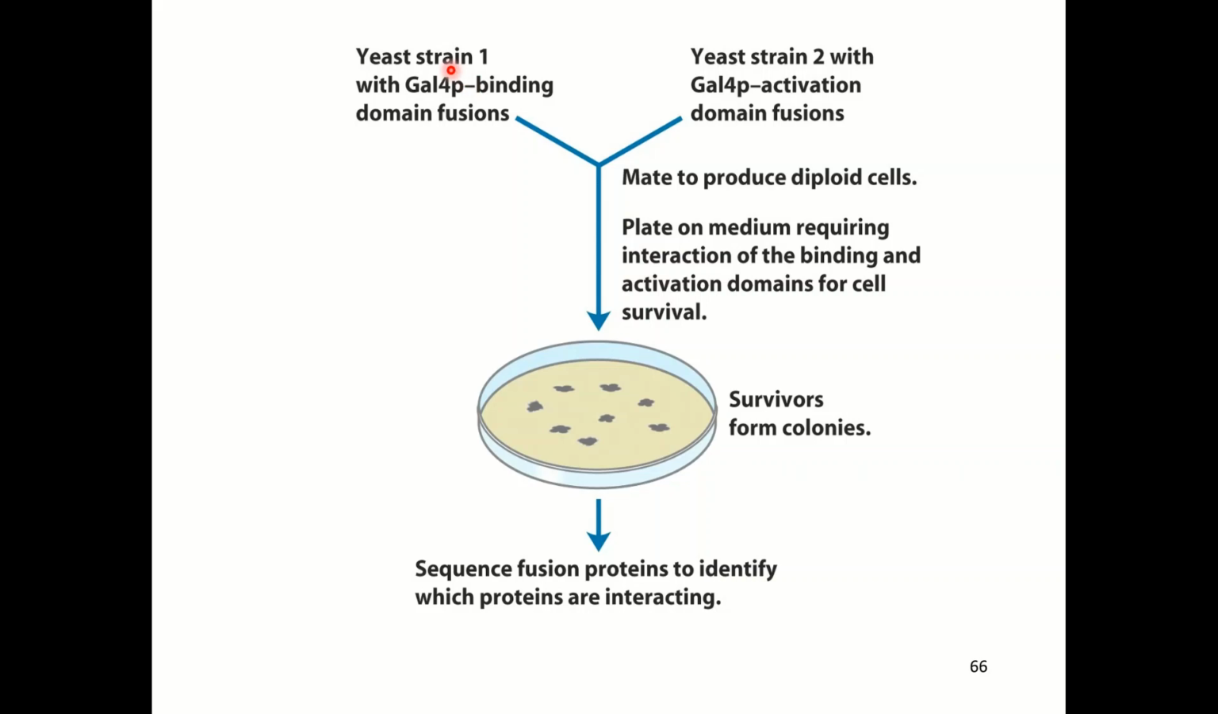Now, if we look at what happens here, if we have yeast strain 1 with Gal4 binding domain fusions and yeast strain 2 with Gal4 activation domains, you would mate them together to produce diploid cells that contain both, and then you plate on medium requiring the interaction of those binding domains for survival. Okay, the survivors will form colonies, and then you can sequence the fusion proteins to identify which proteins are interacting.